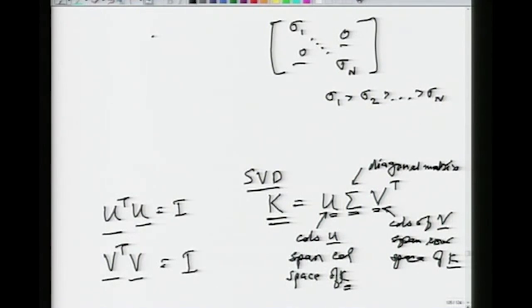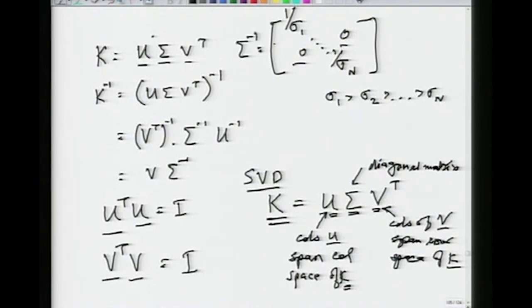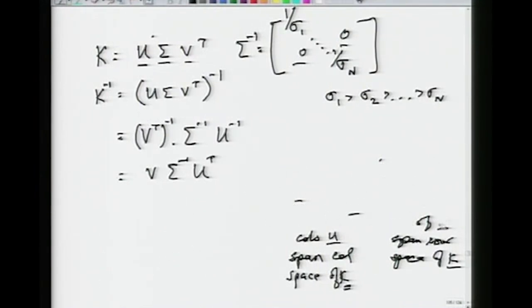Okay. Now, when I am calculating K inverse, you see, because inverse of U is U transpose, inverse of V is V transpose. Similarly, inverse of V transpose is V. So, if K is equal to U sigma V transpose, K inverse will be the inverse of U sigma V transpose, and that would be V transpose inverse times sigma inverse times U inverse, and V transpose inverse is V. Sigma inverse is of course the inverse of the diagonal matrix, times U transpose. Singular value gives me this decomposition.